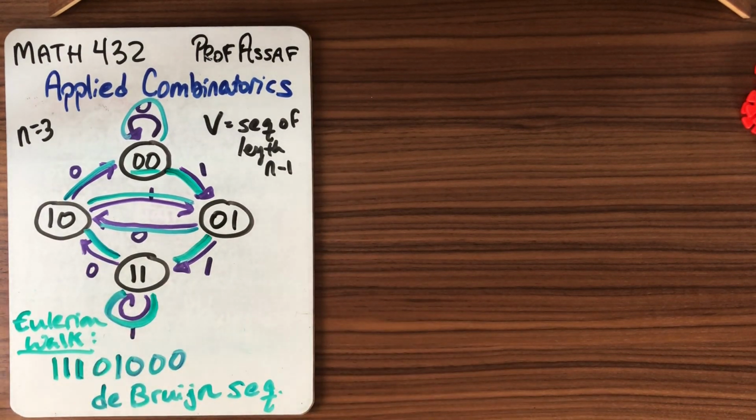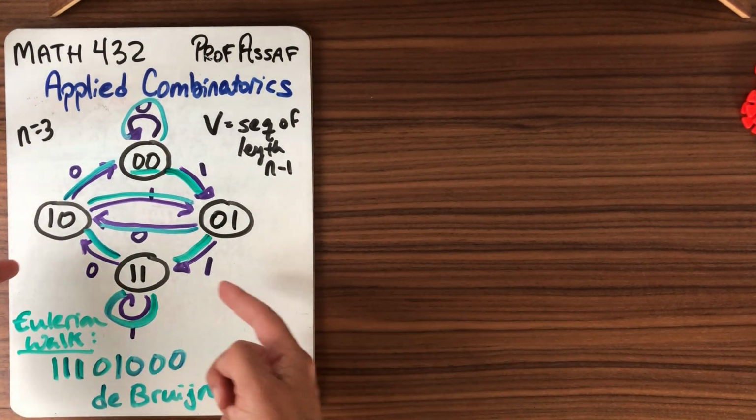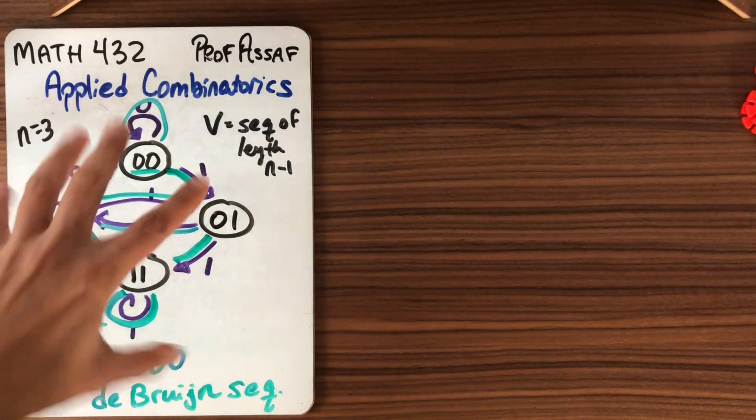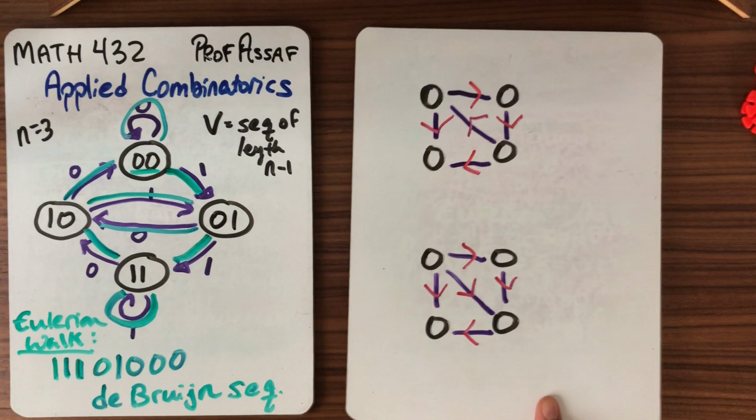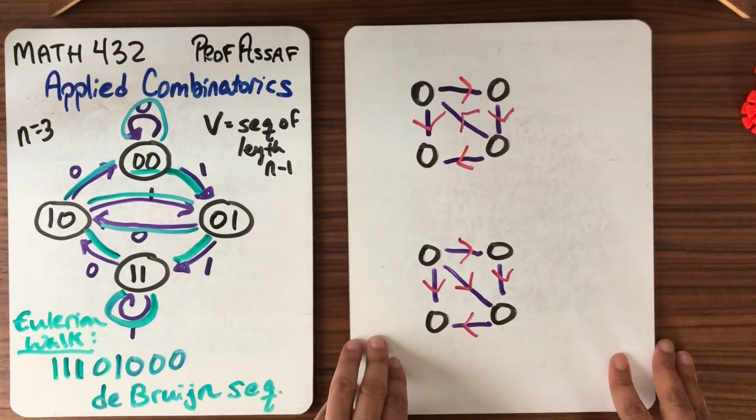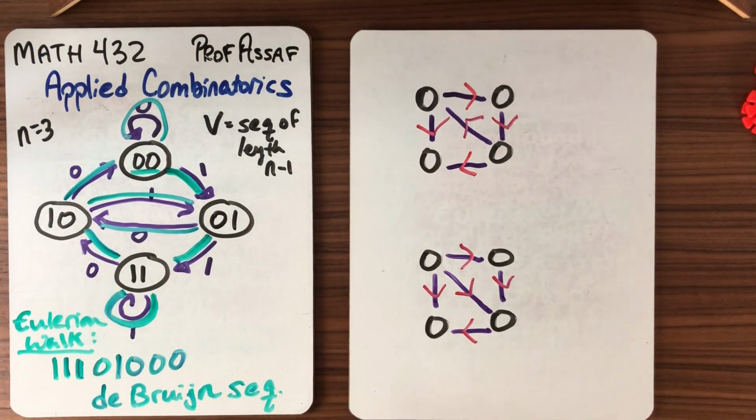And now I can know why do de Bruijn sequences exist? Well, because I can take an Eulerian walk on the de Bruijn graph. Why? Well, that's for you to figure out. But for now, let's talk about just some examples of directed graphs and things that we can do to them.